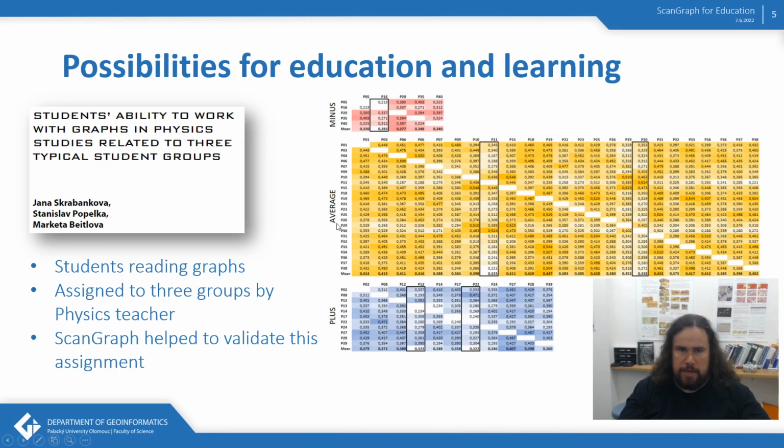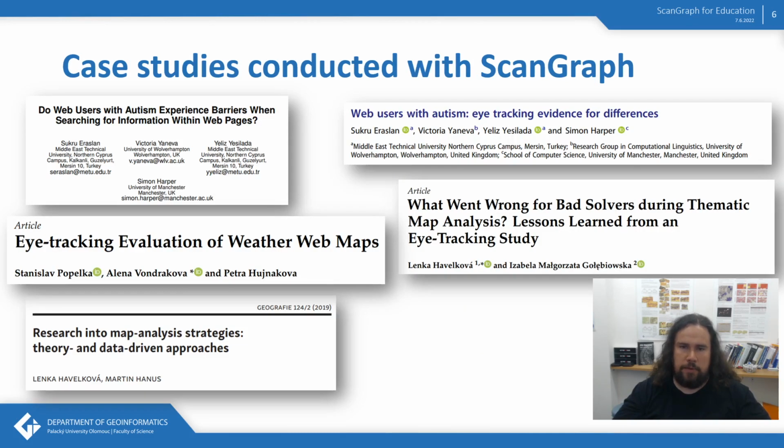These are the groups, minus, average, and plus, and these highlighted columns represent the participants whose similarity to all the others in the group was the lowest. So these ones were badly assigned by the teacher. Besides these educational studies, ScanGraph has already been used in different fields, as you can see here.